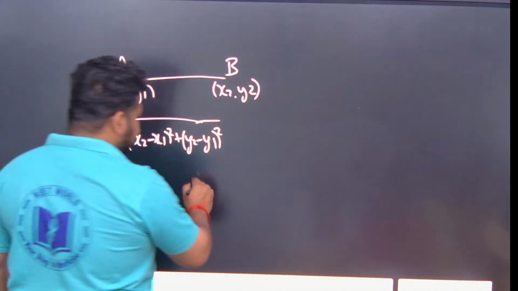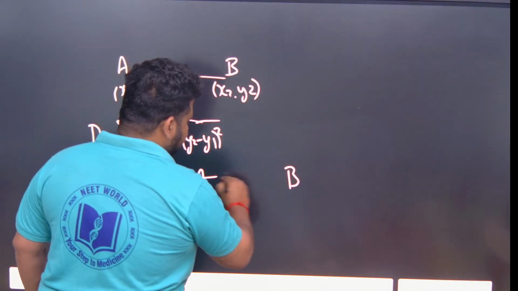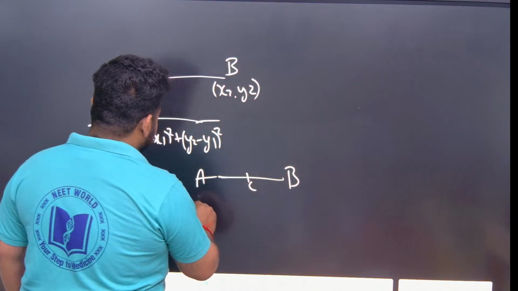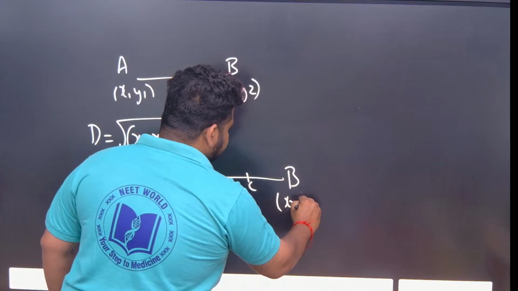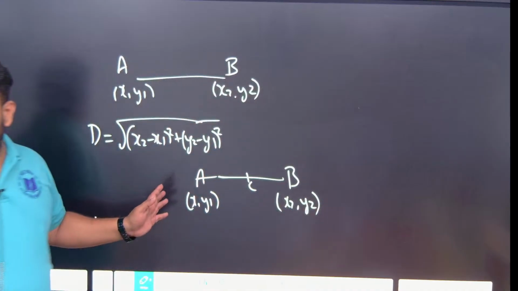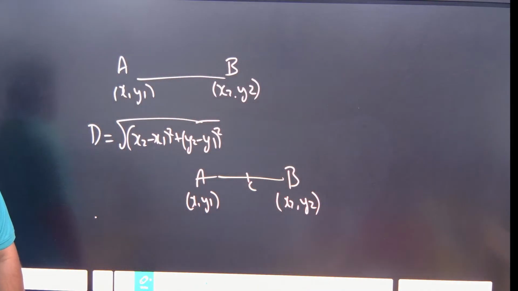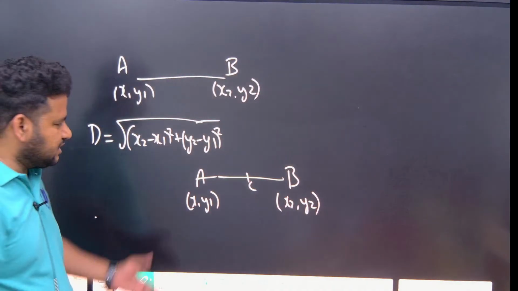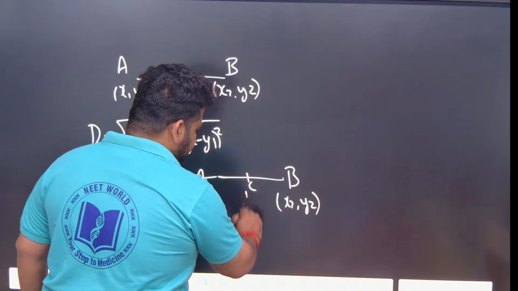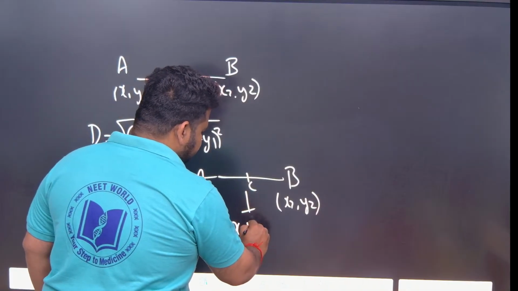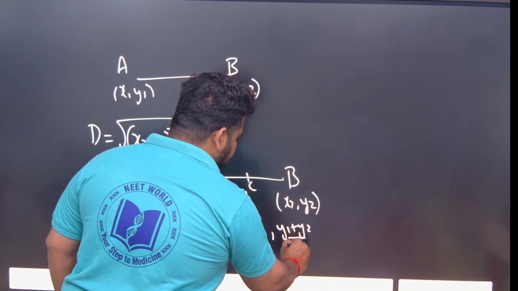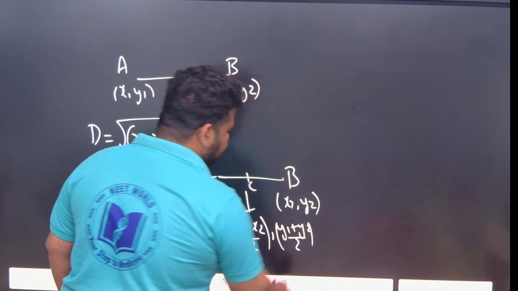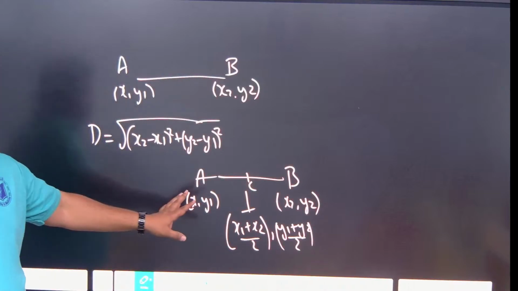Suppose there is a point C. If there is a point C which divides the line AB in the ratio 1:1, or in equal ratio, that means the point C will become the midpoint. What are the coordinates of this midpoint? (x1 plus x2) by 2, comma (y1 plus y2) by 2. Correct? This is the midpoint formula.